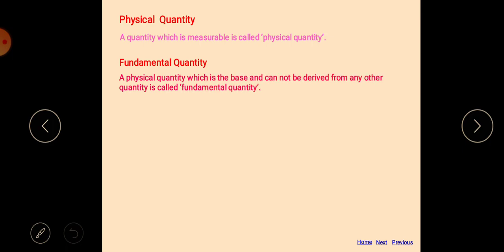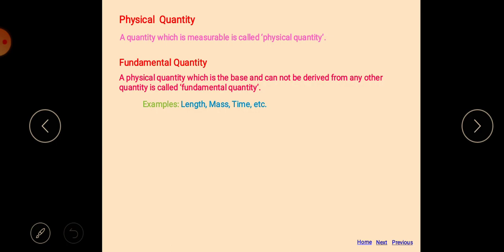Now, what is a fundamental quantity? A physical quantity which is the base and cannot be derived from any other quantity is called a fundamental quantity. The basic quantity definitely cannot depend on any other quantity, therefore it cannot be derived from any other quantity. This is the basic one, and definitely these quantities are not interrelated to each other. Some examples are length, mass and time.